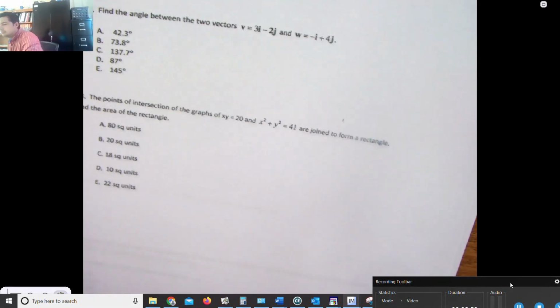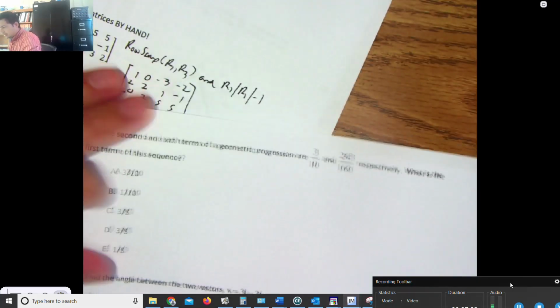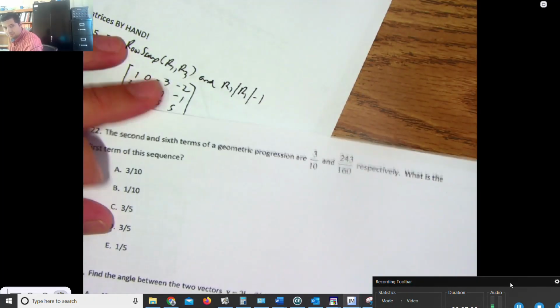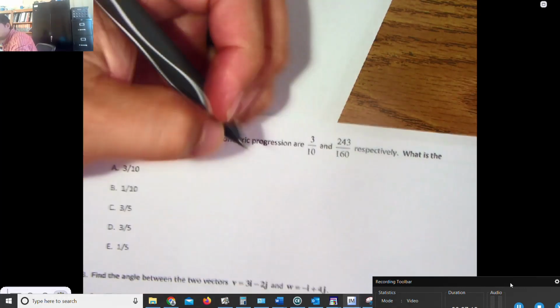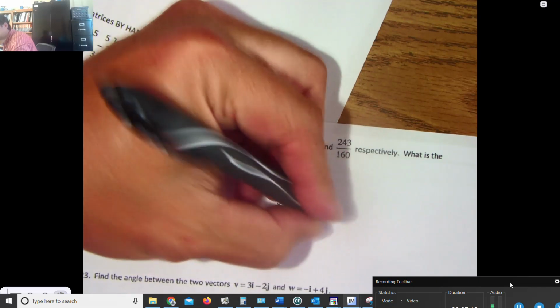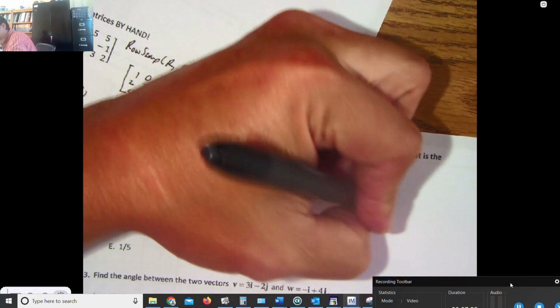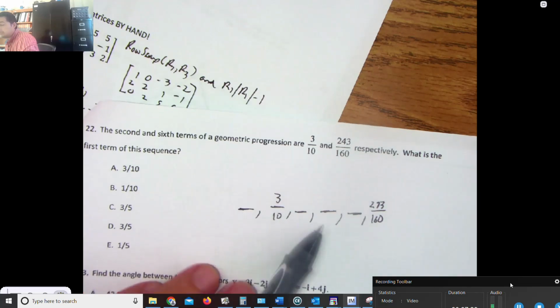19. The second and sixth terms of a geometric progression are 3/10 and 243/160 respectively. What is the first term? I don't know why this helps, but it helps me out tremendously. First, second, third, fourth, fifth, sixth. What happened? 20, 40, 80?